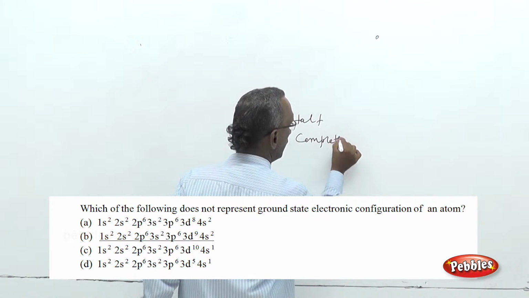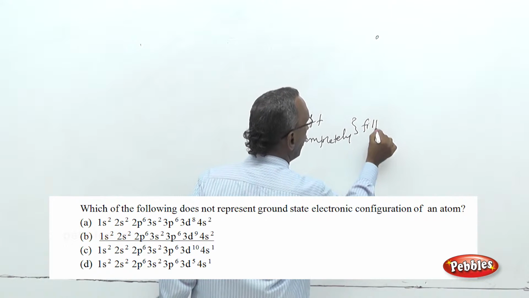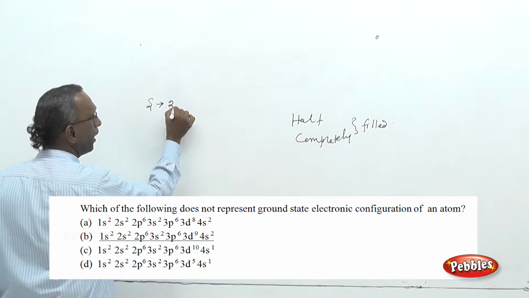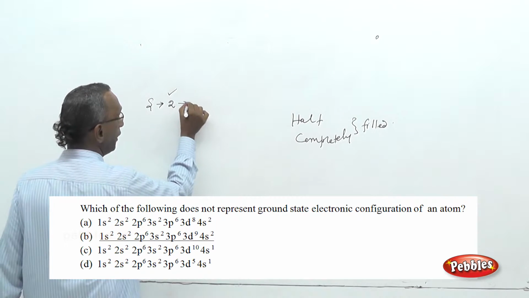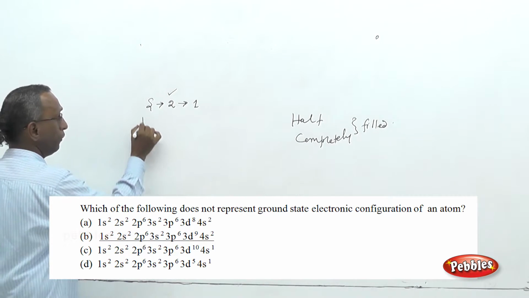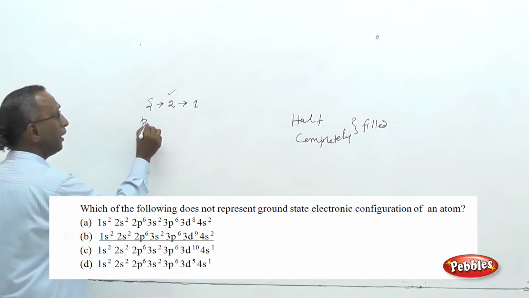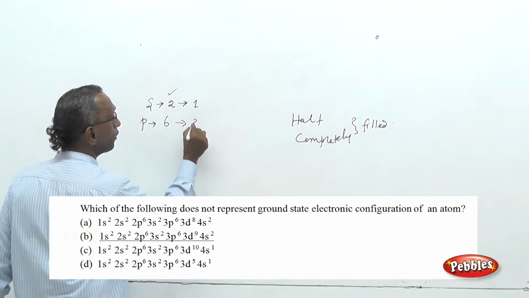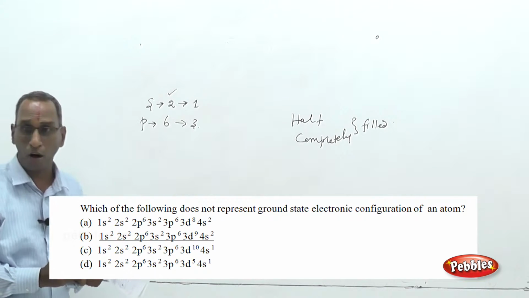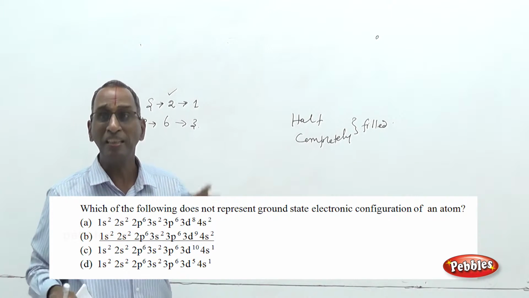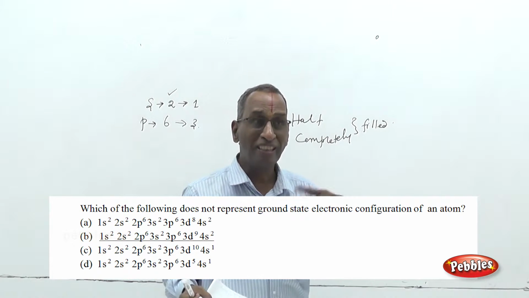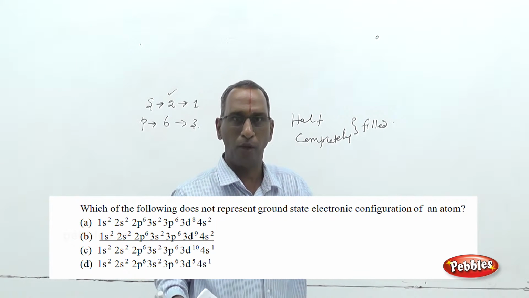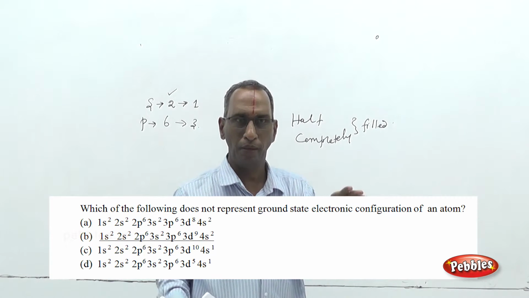In the electronic configuration, there are 2 terms. One is called half-filled configuration, another is called completely filled. For example, the s orbital capacity is 2 electrons. If 2 electrons are there, it is called completely filled. If it contains only 1 electron, it is called half-filled. If you take the case of the p orbital, there are 3 p orbitals, 3 into 2, 6. So 6 electrons in the p orbital is completely filled, and 3 electrons means half-filled. If the system contains a half-filled or completely filled configuration, it will be most stable. The system will rearrange itself to be more stable. Any process is directed towards stability.